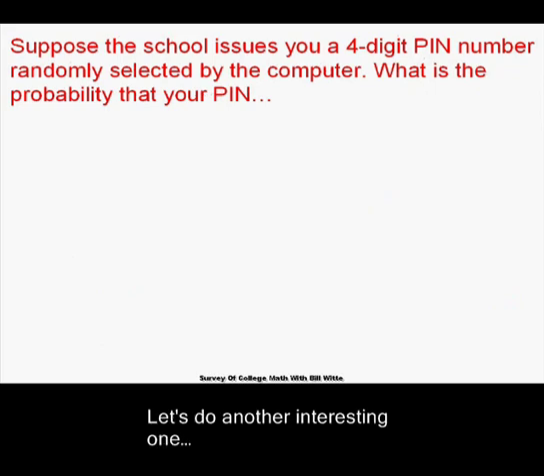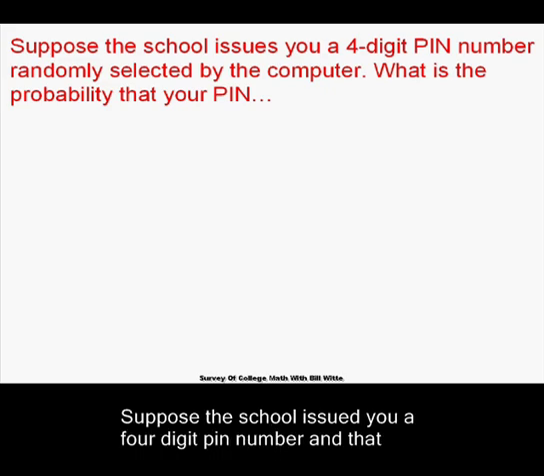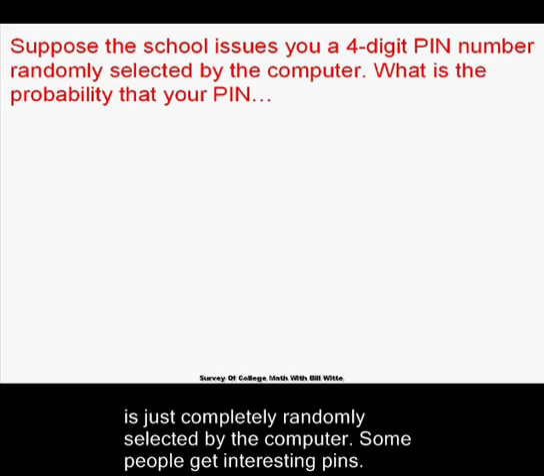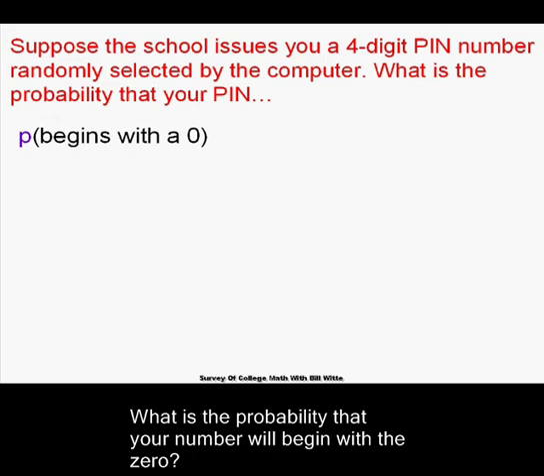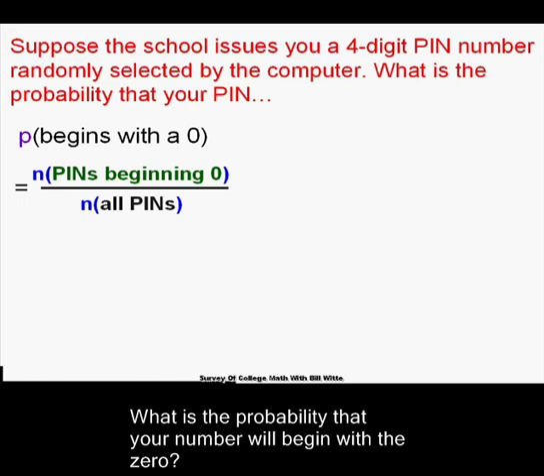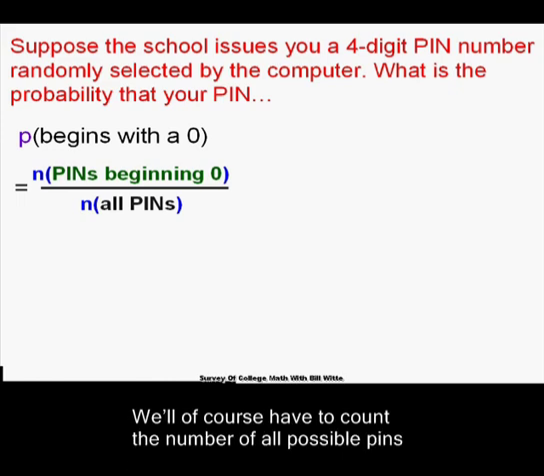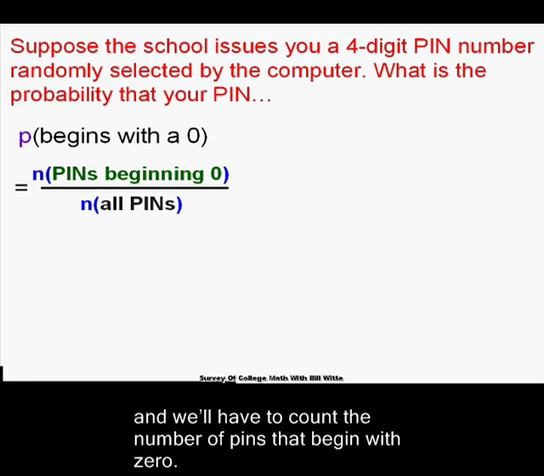Let's try another interesting one. Suppose the school issues you a 4-digit PIN number, and it's just completely randomly selected by the computer. Some people get 1, 2, 3, 4, some people get 4, 4, 4, 4, etc. Just completely random. I wonder what the probability is that your number will begin with a 0. Well, let's calculate. We have to count the number of all PINs, and the number that begin with 0. I'm going to use the multiplication principle again here.